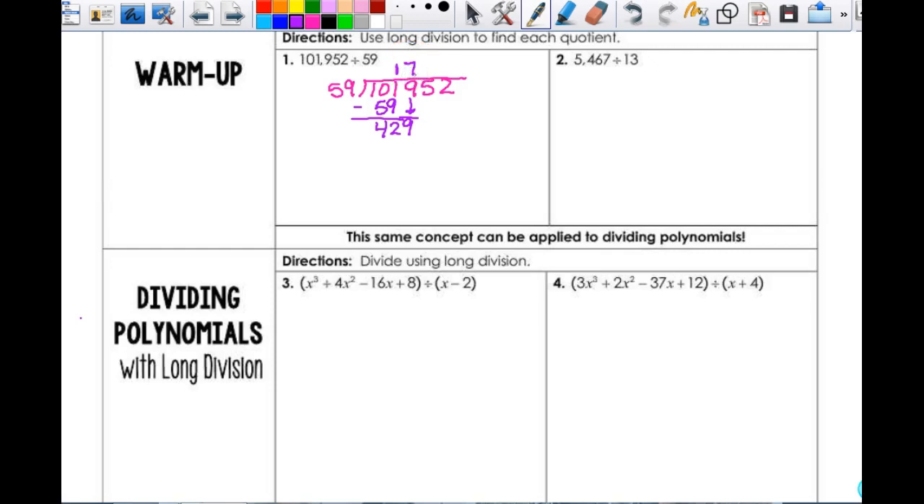But then I have to multiply the real number, right? So 7 times 9 is 63, so 3, carry my 6. 7 times 5 is 35, plus 6 is what? 41, so I get 413. And then I subtract. And when I subtract, I get 16 there, and then I bring down my 5, so that gives me 165.